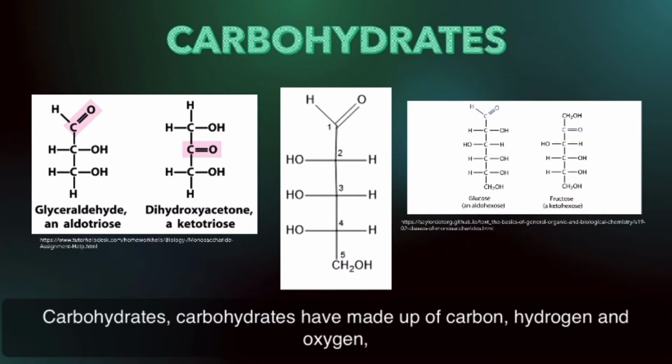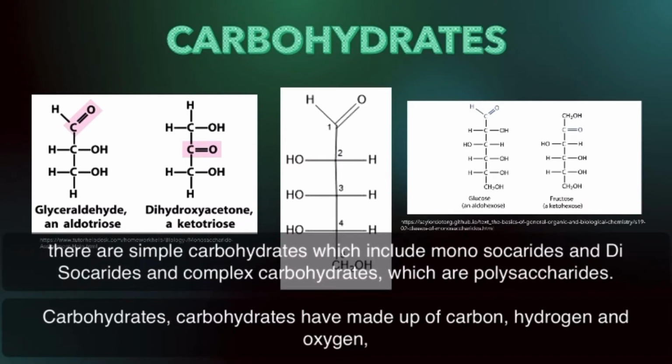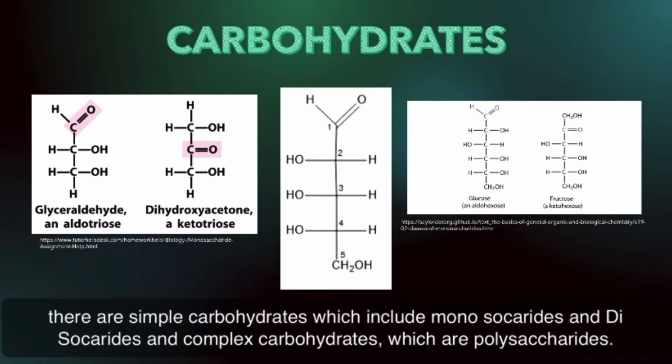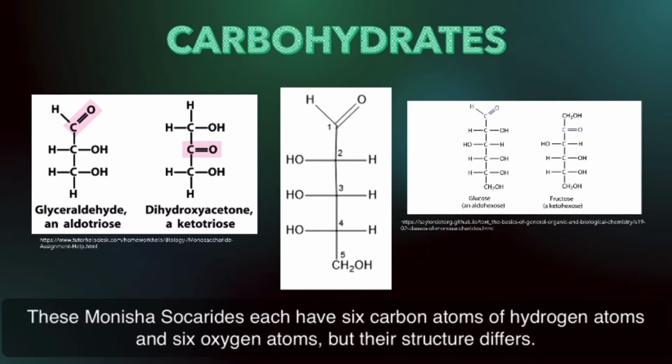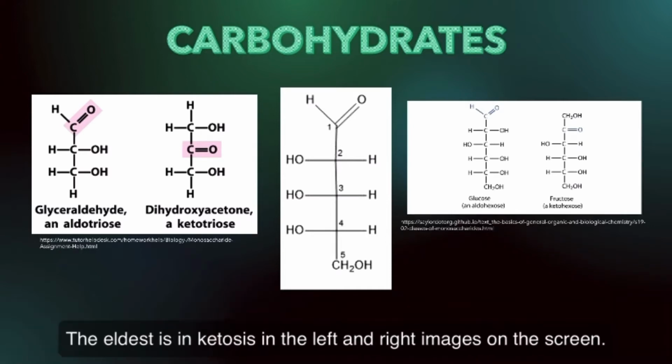Carbohydrates. Carbohydrates are made up of carbon, hydrogen, and oxygen. There are simple carbohydrates, which include monosaccharides and disaccharides, and complex carbohydrates, which are polysaccharides. On the left, we have glucose and fructose. These monosaccharides each have 6 carbon atoms, 12 hydrogen atoms, and 6 oxygen atoms, but their structure differs.